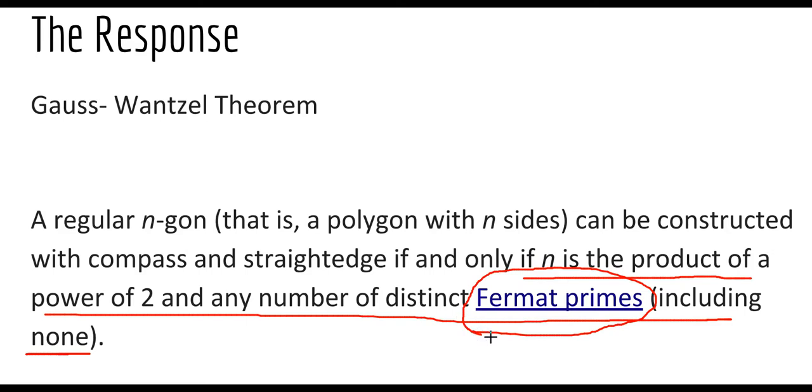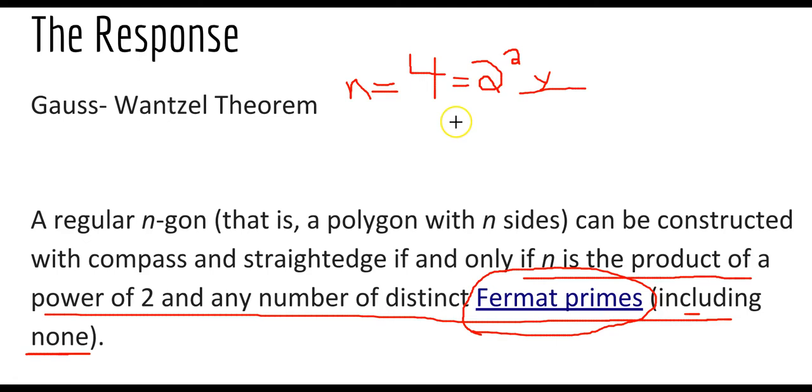We're going to talk in just a minute about what a Fermat prime is. That's obviously not a term that our students are going to be familiar with, and it was only one that I was kind of tangentially familiar with. But this is including no Fermat primes. So just to give you a little idea about how this could play, I know that I can construct a regular quadrilateral, I can construct a square or a rhombus, and 4 can obviously be written as a product of a power of 2 and no Fermat primes.